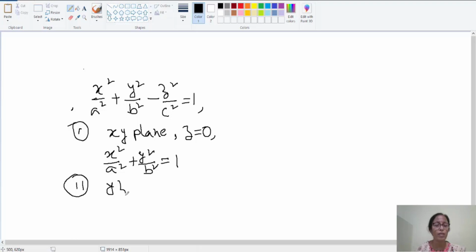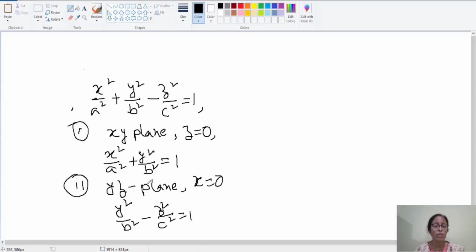In the next case, we draw it for the yz plane. In the yz plane, x is 0. So the equation becomes y square by b square minus z square by c square equal to 1. So definitely it represents a hyperbola.